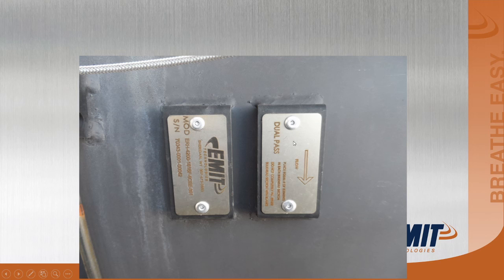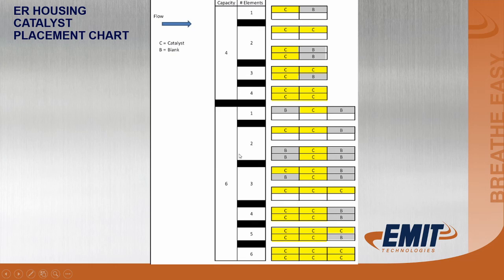Data tags and then the flow path. Again, if you ever have questions about where your pre and post is, you can look at the data tag and look at the flow path tag. It'll tell you which way your pre and post catalyst elements are. These charts are available. What this is telling us is the capacity. If we had a 4 capacity housing, and if we put only one element in, this is the inlet, this is our arrow showing us the inlet, we're going to have one catalyst and one blank.